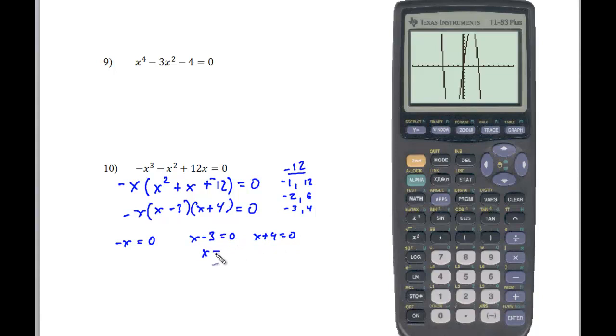Moving the 3 over, x equals 3, which is right here. X equals negative 4, which is right here. And this one over here, if I divide both sides by negative 1, x is equal to 0, which is right here. And those are all of my solutions.